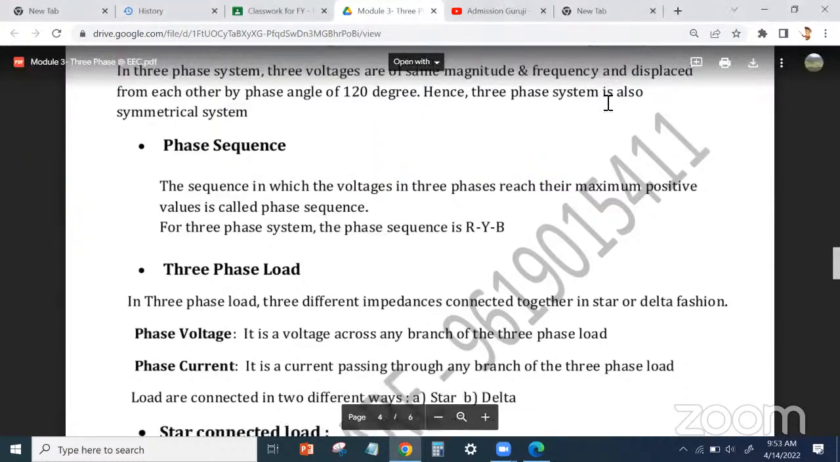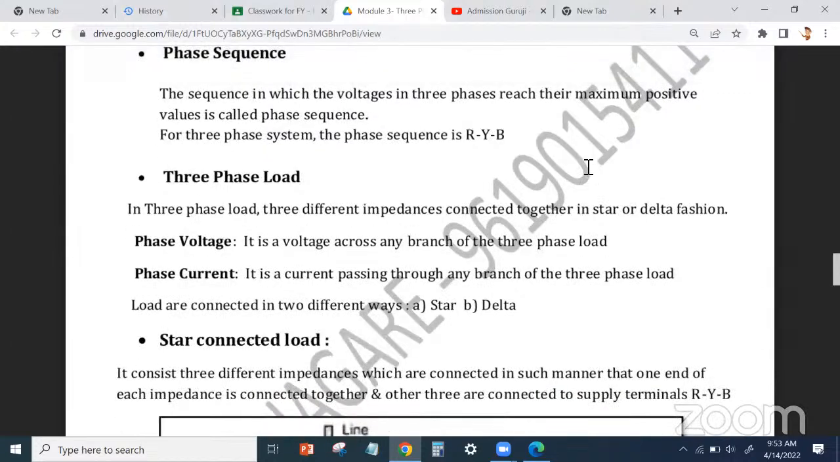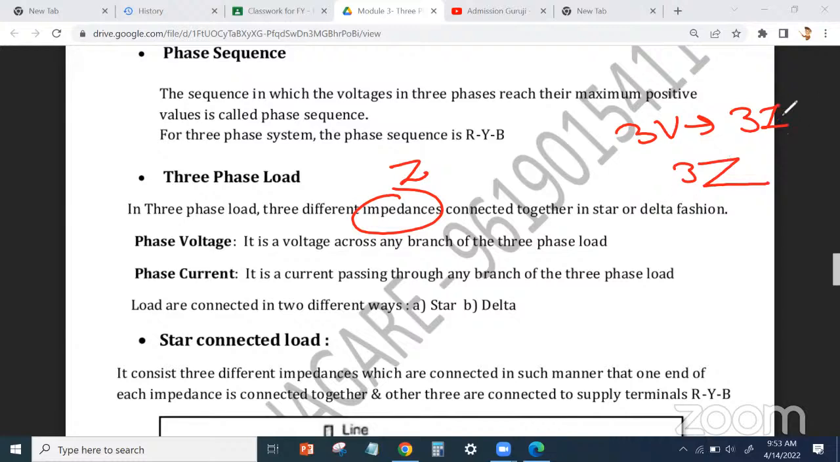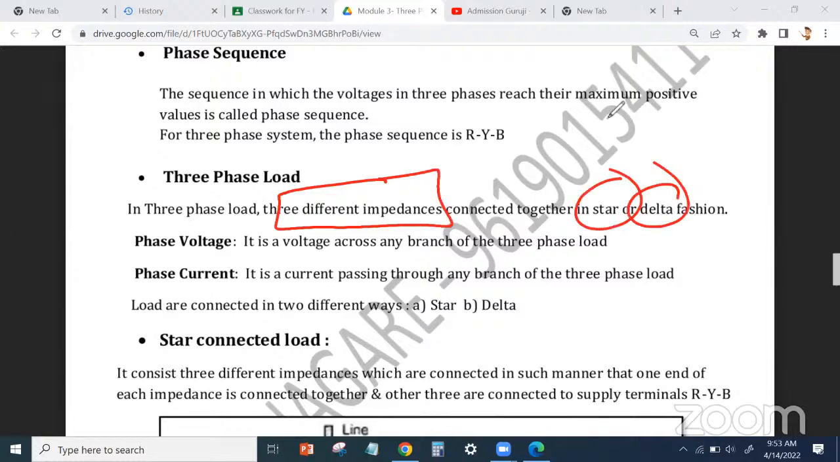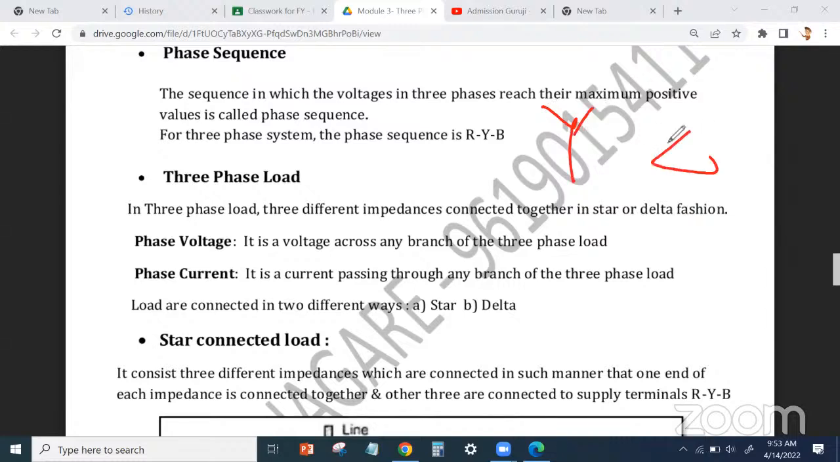Let's see the next one, that is a three-phase load. So in a three-phase load, three different impedances are connected in a star delta fashion. The impedance would have Z. So we have three voltages, then we have three currents, and we have three impedances. तीन वोल्टेज है, तीन इंपेडेंस हो गए, तीन करंट हो. लोड मतलब इंपेडेंस होगी. सिस्टम में कितना लोड है in the form of resistor. So we have three different impedances connected in star and delta. हमने देखा था. So this is known as star, this is known as delta.